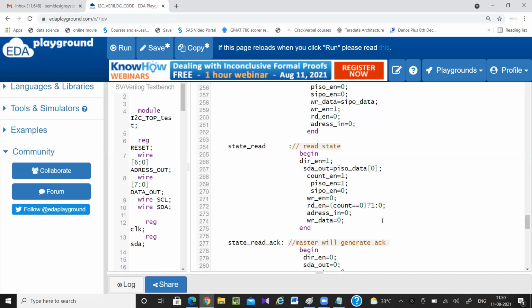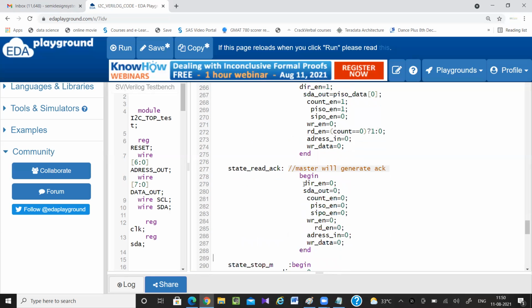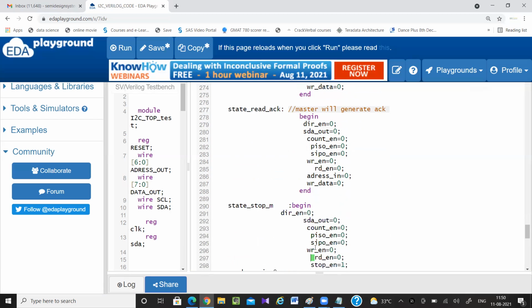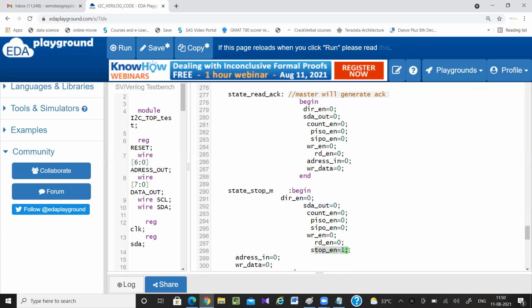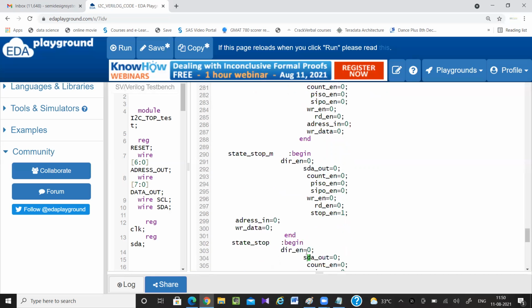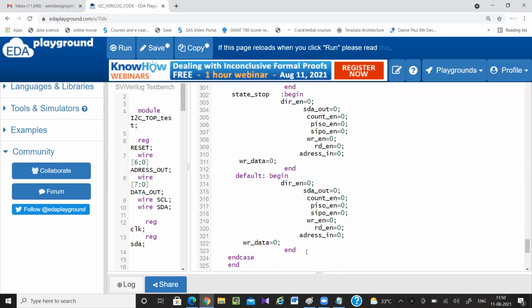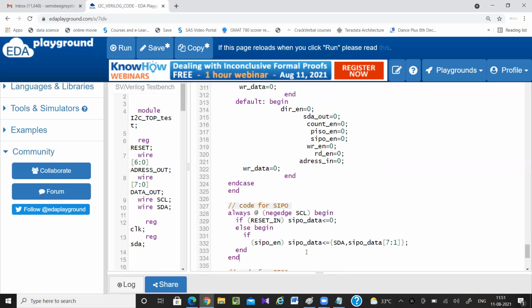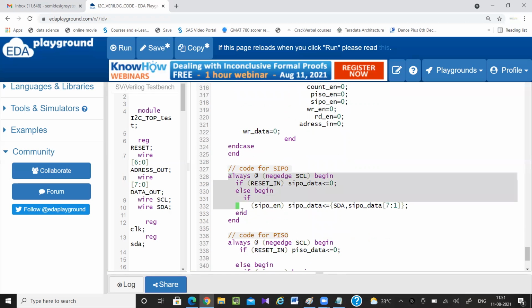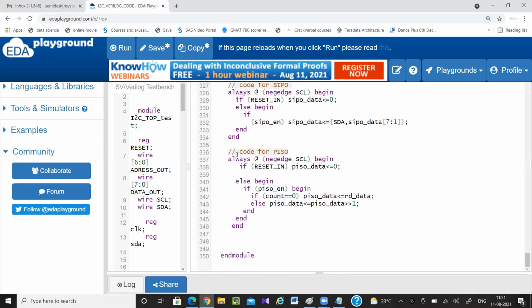Now this part: here data is from master to slave, so direction enable is equal to 0, and here direction enable is equal to 1. This part is important. In the stop state I am making stop enable equal to 1. That means in this state the slave will wait for the stop signal. If the master is sending the stop signal, it will go to stop, else it will go to start. Your stop state is basically the same as your idle state, so you can omit that state also. Here I have written code for SIPO and PISO with respect to these enable signals.